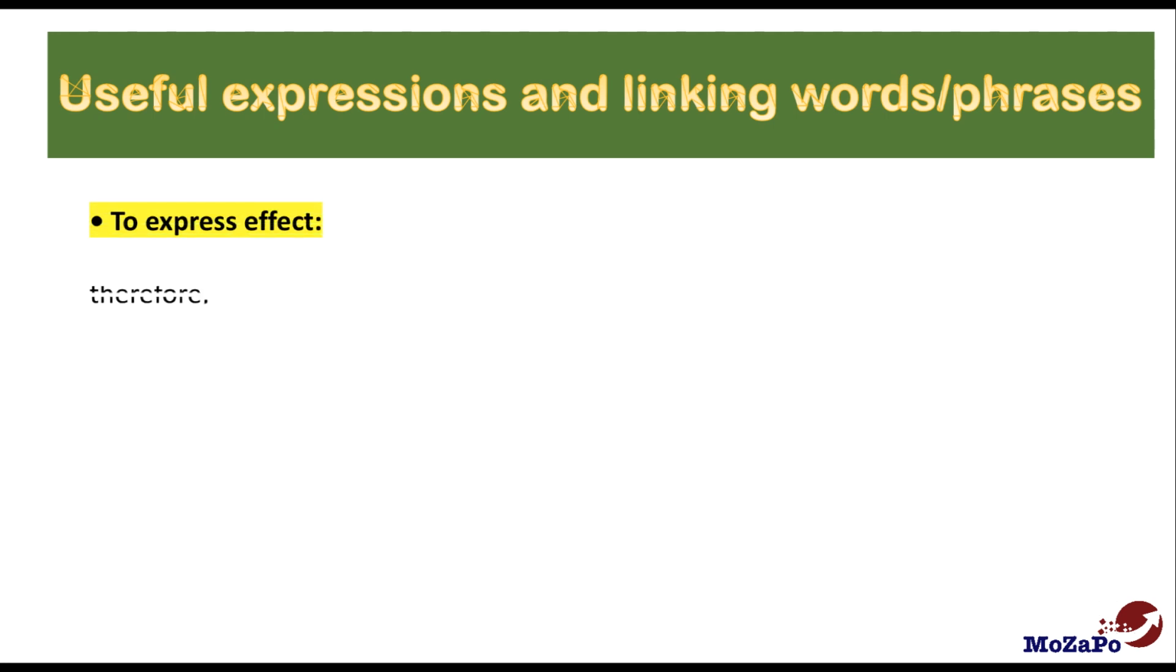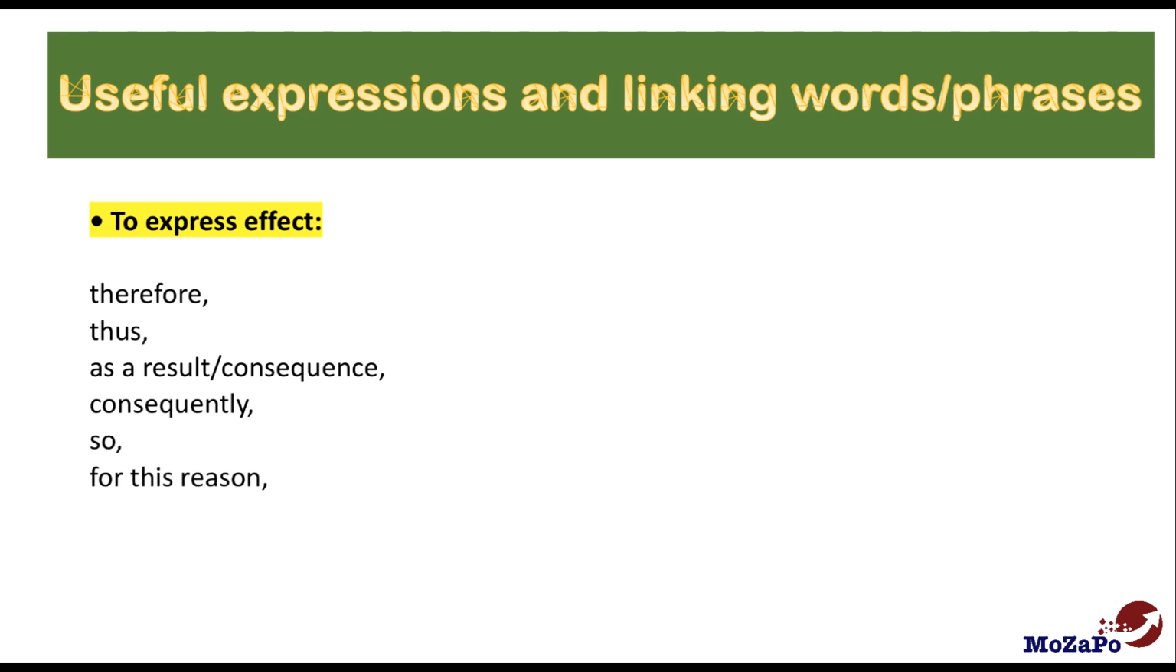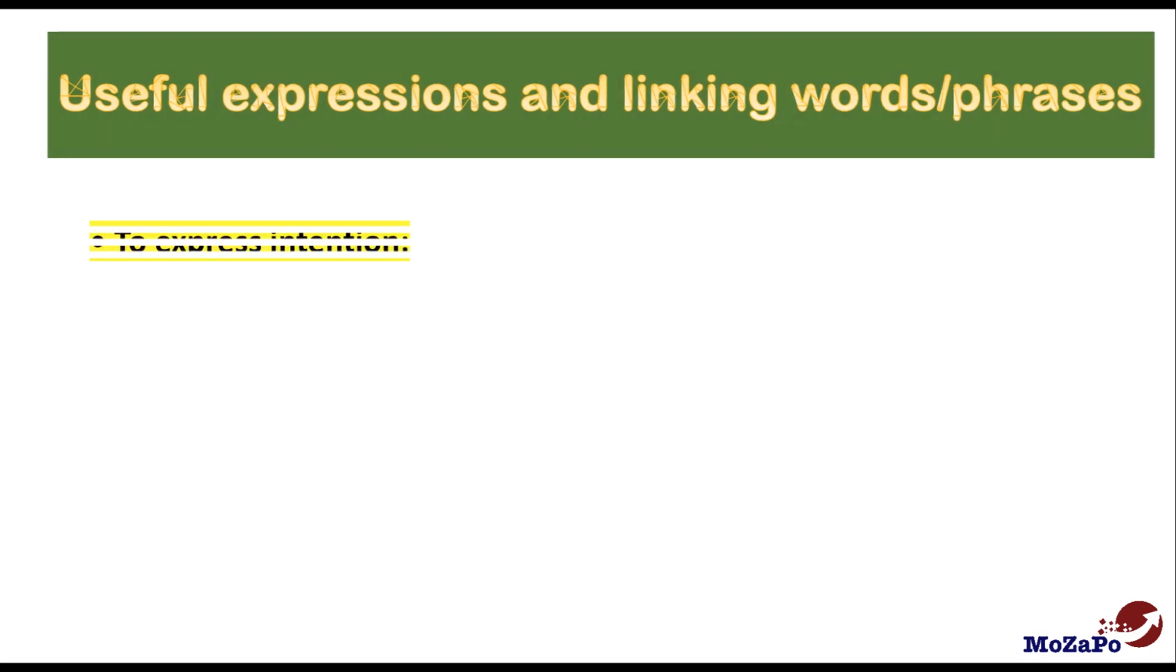To express effect, when you express your causes, you also have to express the effects of them. For example, you can use therefore, thus, as a result, as a consequence, consequently, so, for this reason, if this were to happen, something would happen. As you see here, we express the effects of the causes that we have already mentioned in our essay, or the effect a result would be, and so on.